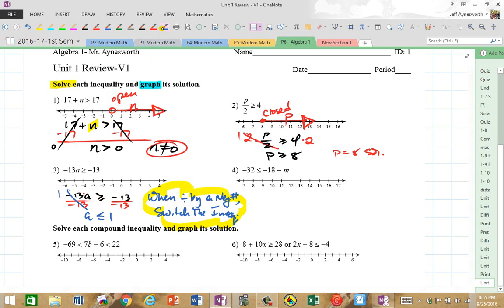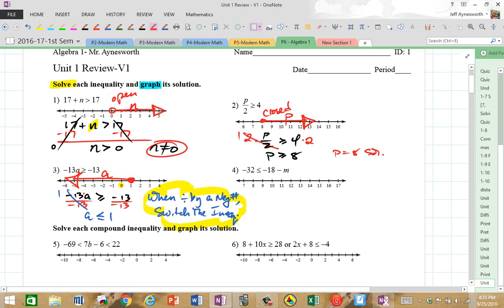All right, so when we graph this solution here, 1 is a solution because it could be equal to 1. So we're going to go closed at 1. All right, and then all numbers less than or equal to 1 lie to the left. All lesser numbers to the left, and all greater numbers to the right.